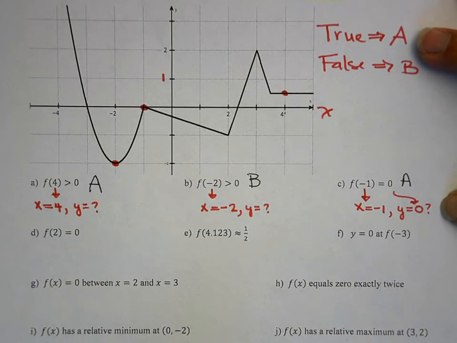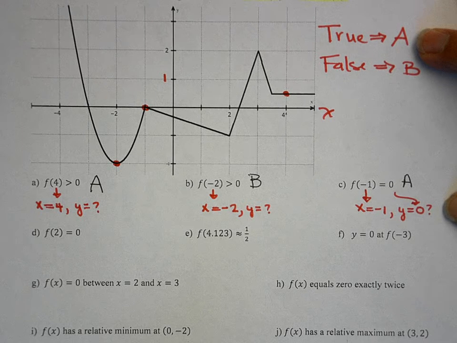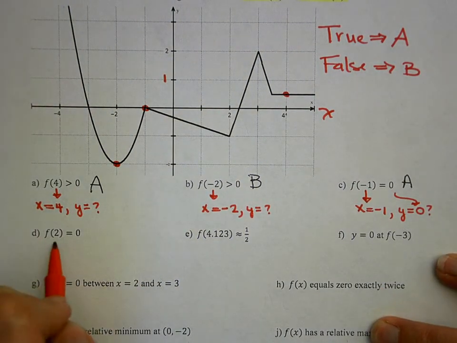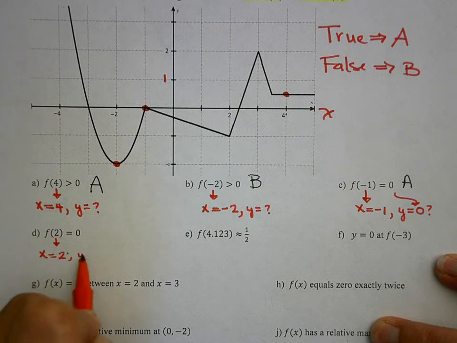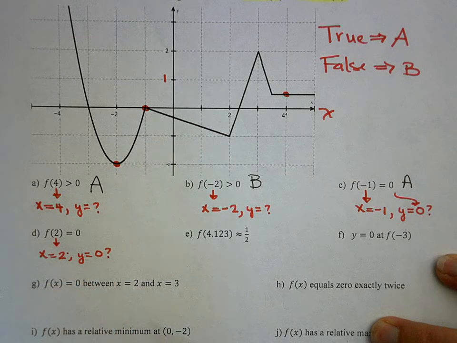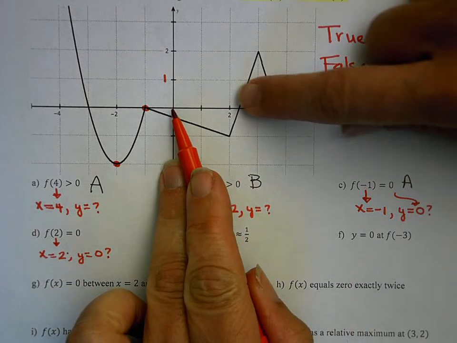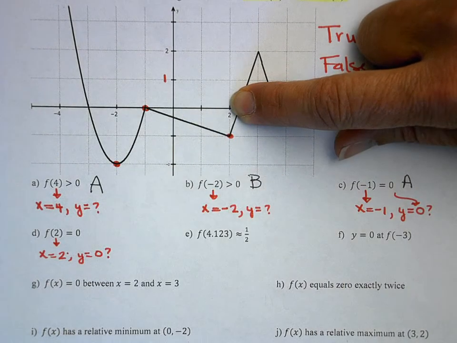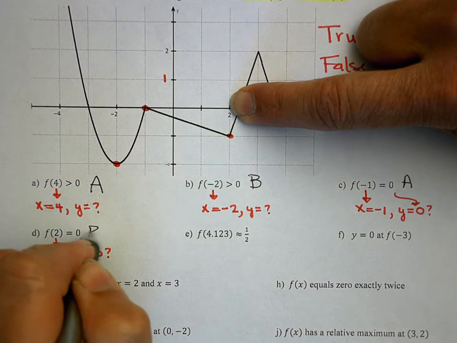All right, B, or excuse me, D, letter D. Okay. So this is saying that x is equal to 2. And they want to know, is your y value equal to 0 when x is equal to 2? Is that true or false? So when I go to where x is equal to 2, so that would be right here, my y value is negative 1, not 0, so then this would be false. So I would use the letter B.